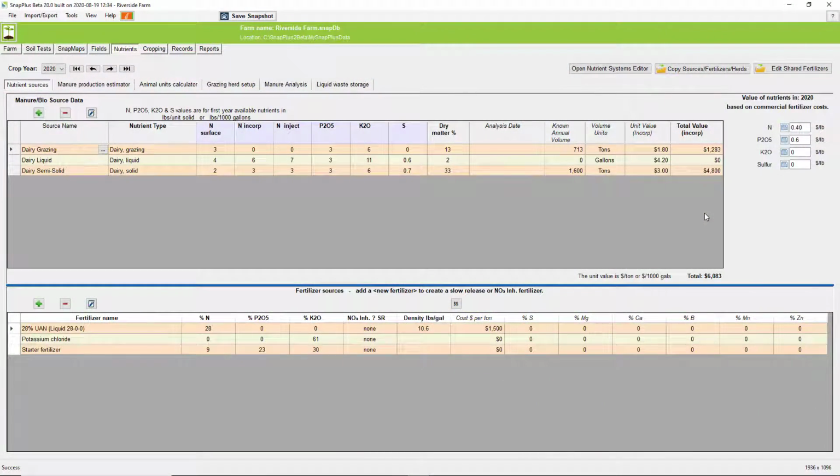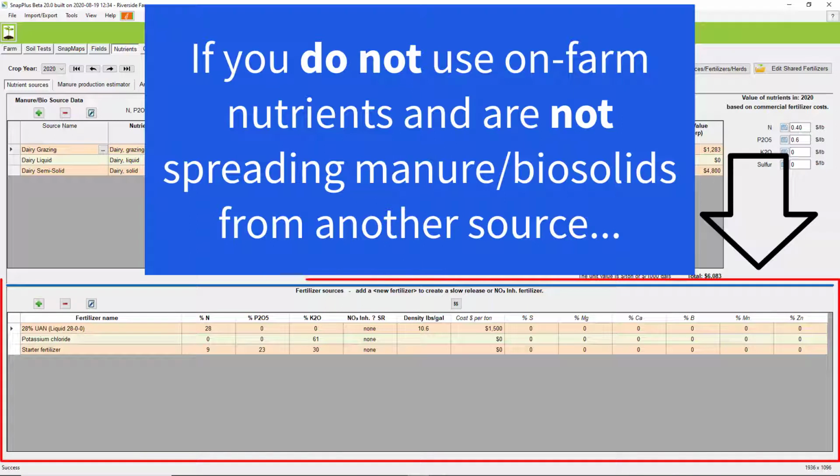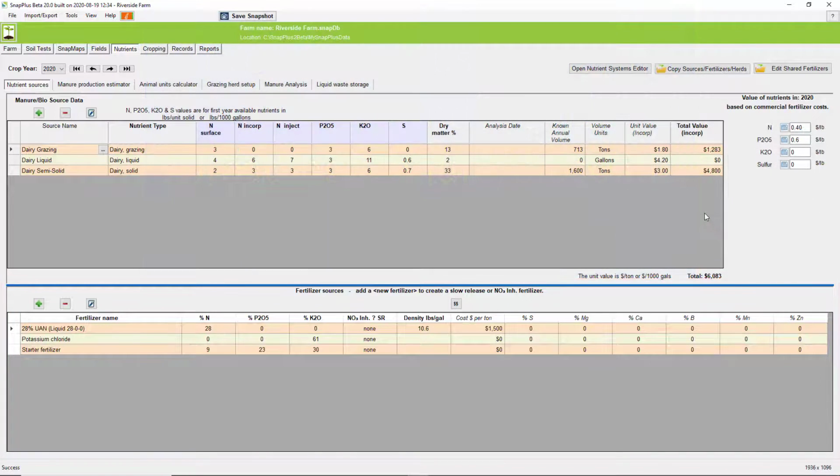So let's start there. If you do not have on-farm nutrient sources and are not spreading manure or biosolids from another source, then you only need to know how to enter commercial fertilizers into the Nutrient Sources tab. If you do have manure or are spreading manure from other farms, then you will also need to take a look at some of the other functions of the nutrient screen.